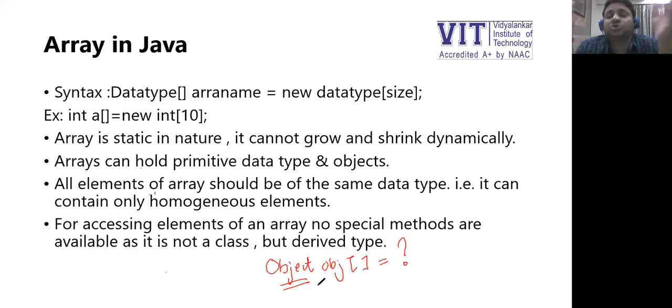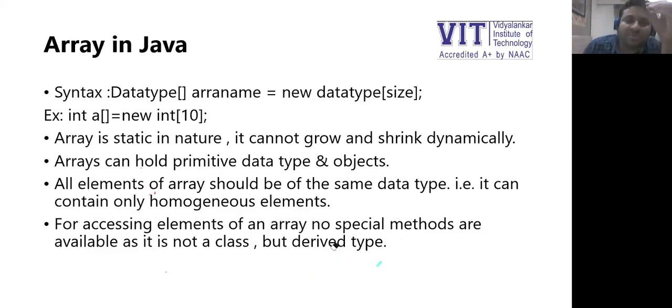But if you want to store objects of heterogeneous classes together, one way is you can create an array of Object class. But again, it comes with that baggage: it is static in nature. Once you create an array of objects of size n, you cannot grow and shrink dynamically. So one thing you should remember is array is created at runtime and it is static in nature. It cannot grow and shrink dynamically. It can hold primitive data types and object types.